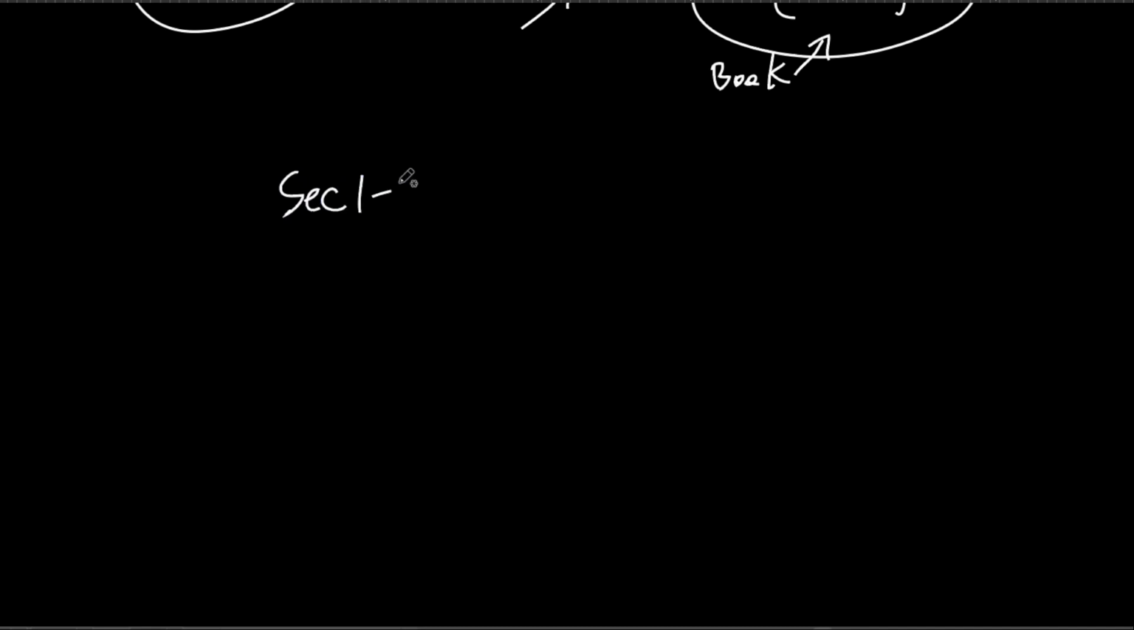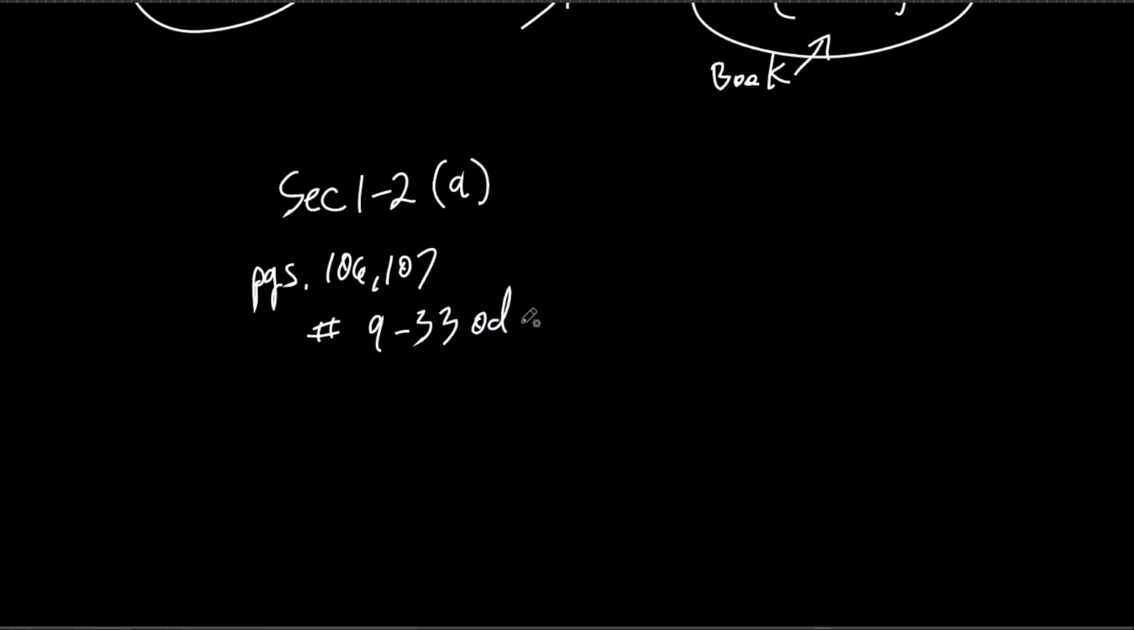All right. So it's section 1, 2, and we'll call it A because there's more. This is our first homework on section 1, 2. We're going to have several of these, I believe, homeworks from section 1, 2. But it's pages 106 and 107. And we're doing 9 to 33, the odds.